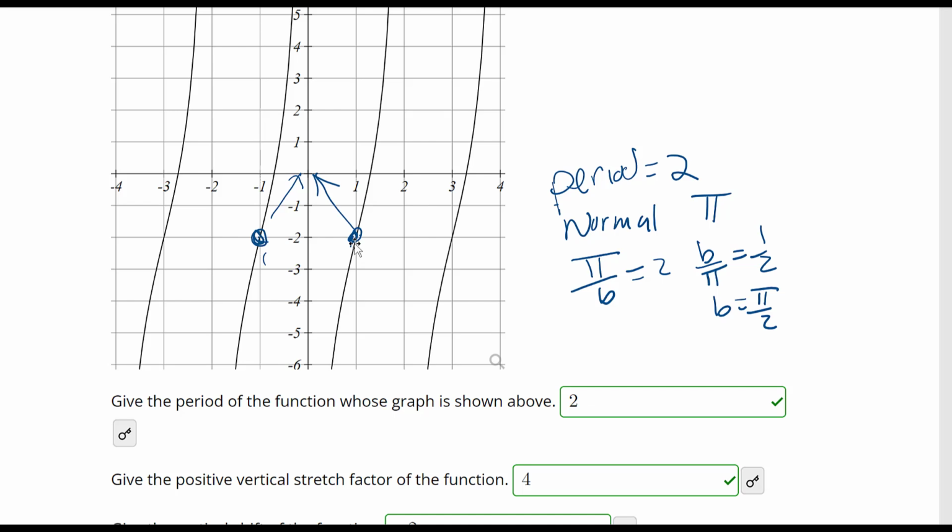If normally it would go from negative pi over 2 to pi over 2, some important values are negative pi over 2, negative pi over 4, 0, pi over 4, and then pi over 2. If we're looking at those, now we're dealing with one that -1, and then we have 0, and then we have 1. So halfway in between here is -1/2, and halfway in between here is +1/2.